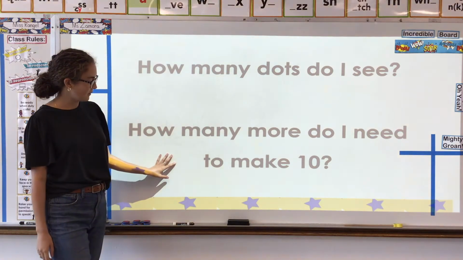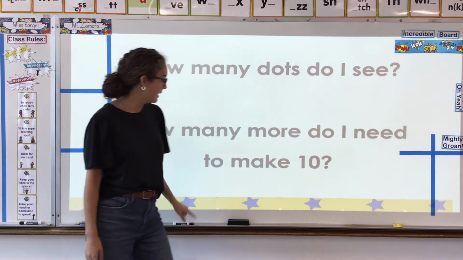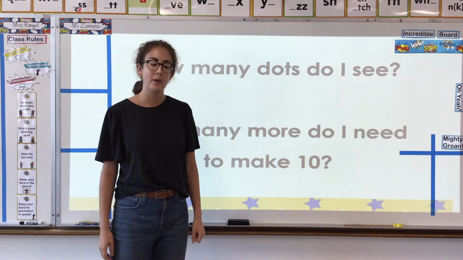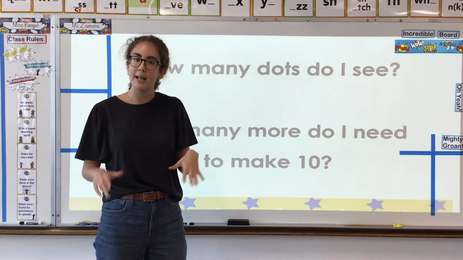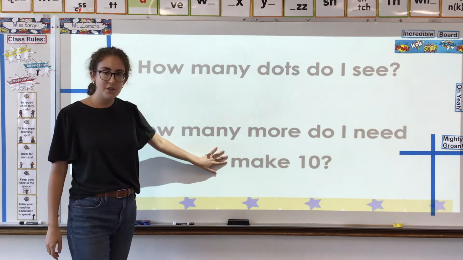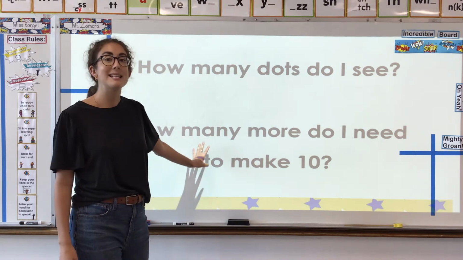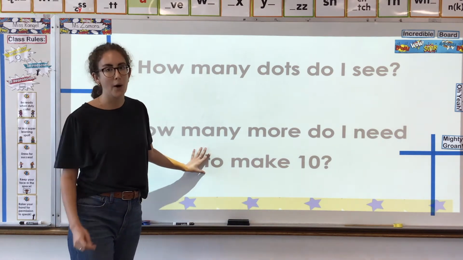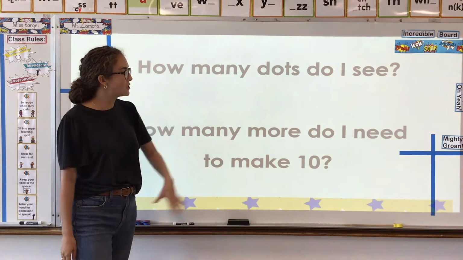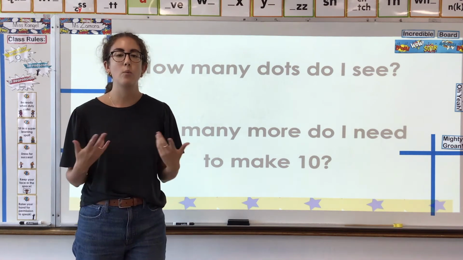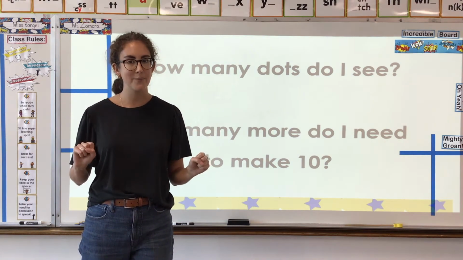Then we ask ourselves, how many more do I need to make 10? We look to see what frames are left blank. The answer to this question gave us the second number to our pair. And today will give us the second part of our addition sentence. So these two questions are super key, and when we answer them, we will make our addition sentence.